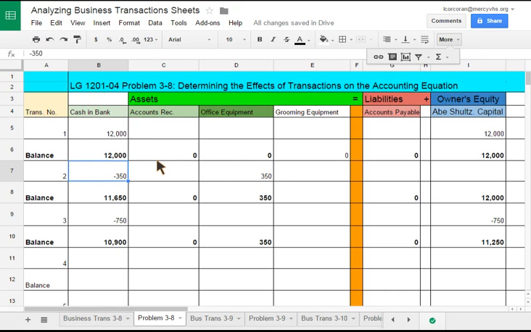Once I do that, I'm going to find the balance. 12,000 take away 350 is 11,650. I didn't have any sales on account, so I just bring down the 0. Office equipment is now increased, 0 plus the 350. My balance would be $350. I didn't have any grooming equipment purchased, so that would still be 0. I didn't borrow any money. That remains 0. If you add those two numbers up, you'll see that they should be equal to the $12,000. So we still have a balanced equation.